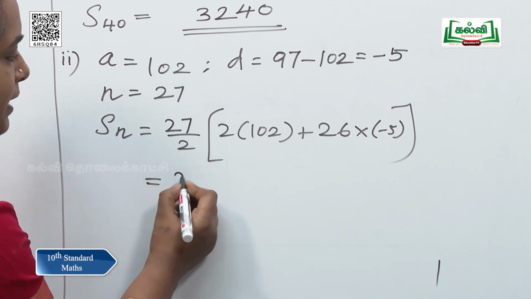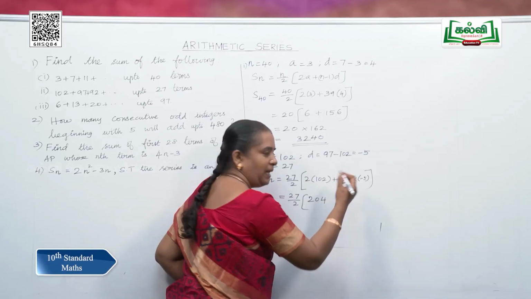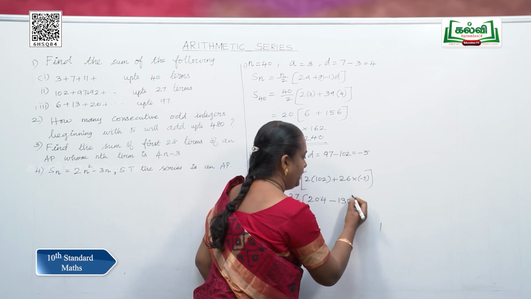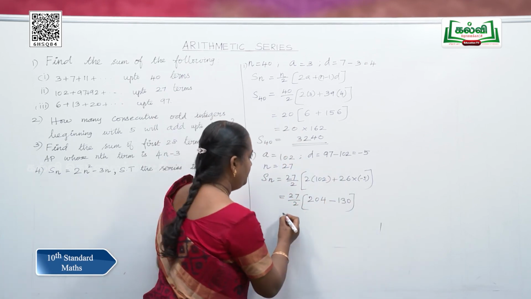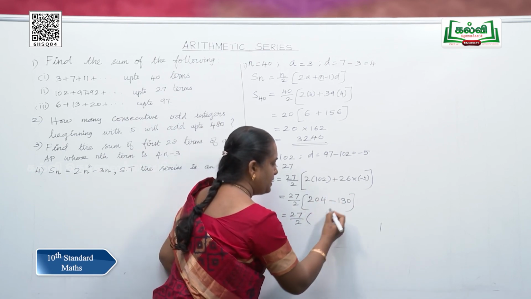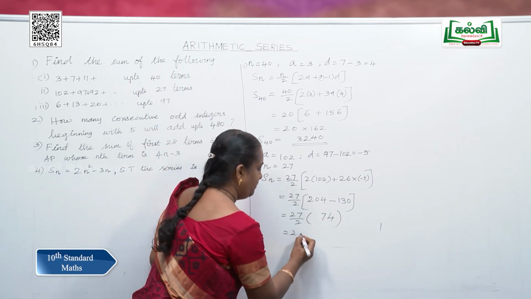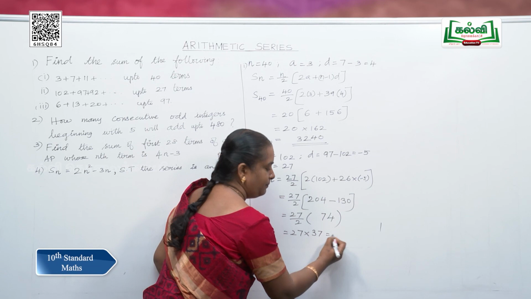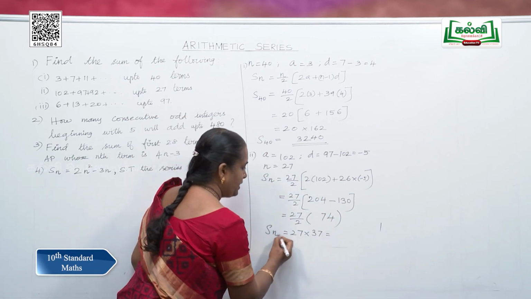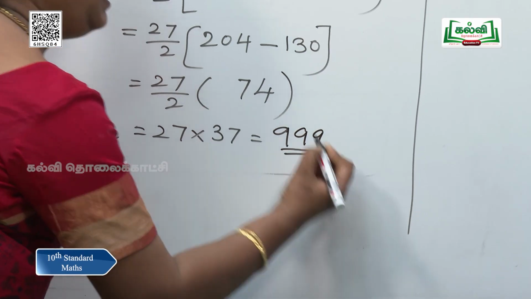So we are going to deal with the multiplication part now. 204 plus, into minus, minus, and then 26 5s are 130. Subtract: 27 by 2 into, yes, 4, 7, so 74. Divide by 2, 27 into 37. So multiply these two and get the value of Sn. Yes, multiply and get the answer as 999.